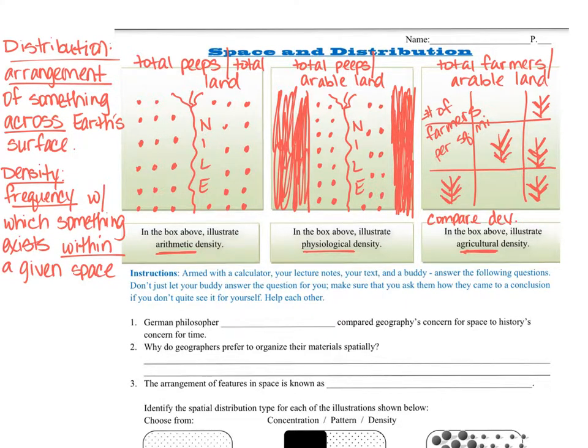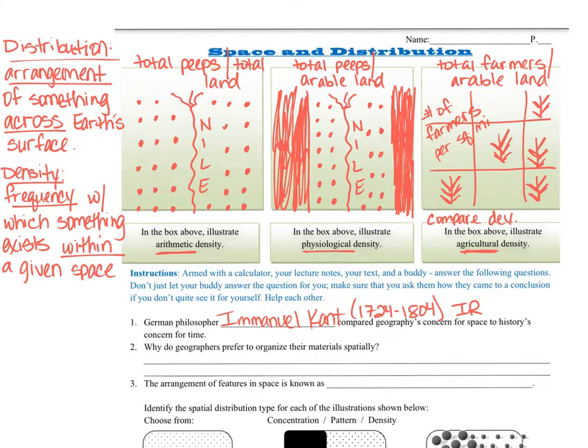Okay, so let's add a guy. He's a German philosopher, so we say his name fancy. It's Immanuel Kant. Now here's his dates: 1724 to 1804. So he's right in the middle of what? Yes, he's right in the Industrial Revolution.